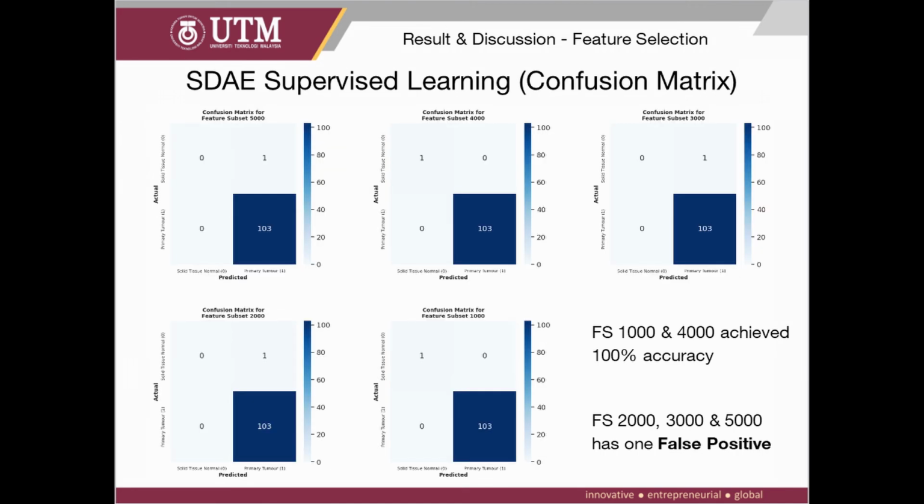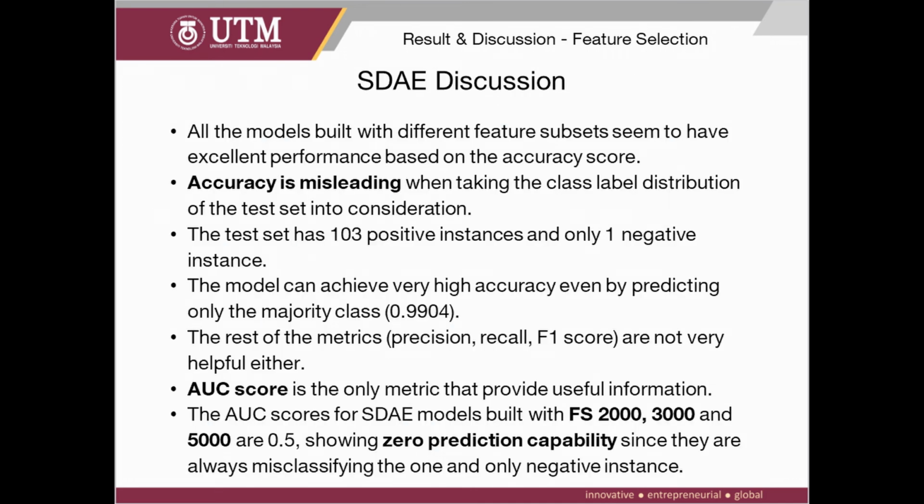When looking at the confusion matrix, it can be seen that FS2000, 3000 and 5000 have one false positive. This means that they have misclassified the only negative class while correctly classifying the positive classes, leading to an accuracy of 99%. For the SDAE discussion, all the models built with different feature subsets seem to have excellent performance based on the accuracy score. However, accuracy is actually misleading when taking the class label distribution of the test set into consideration. The test set has 103 positive instances and only one negative instance.